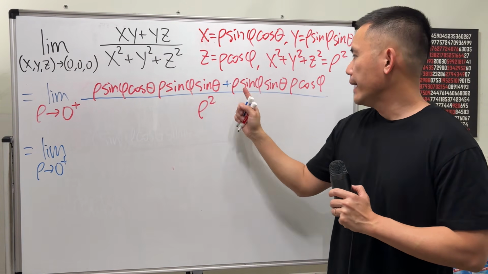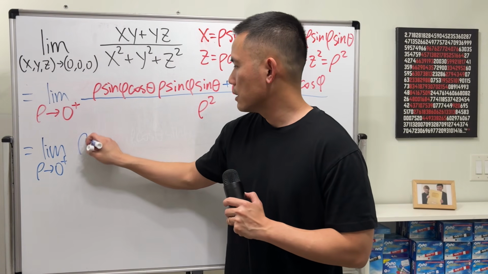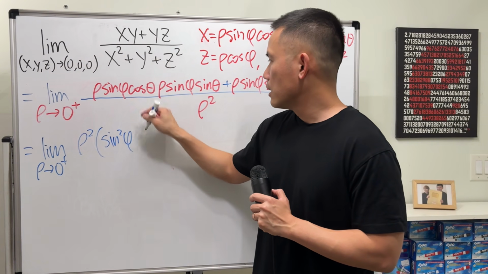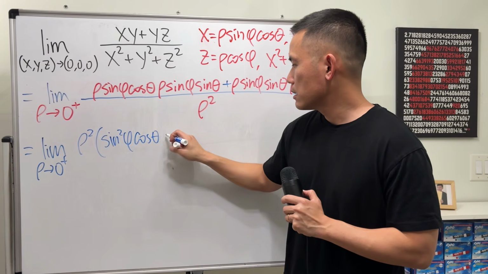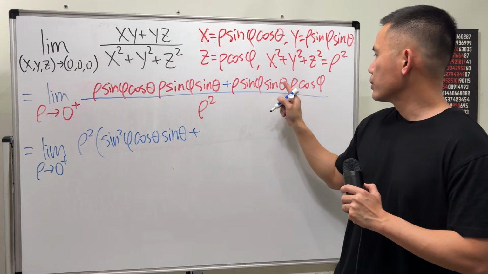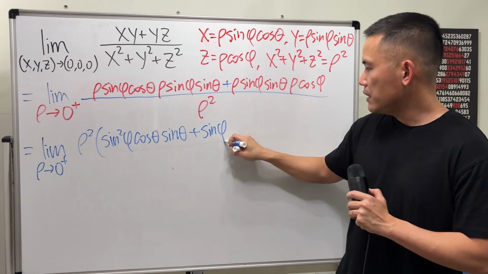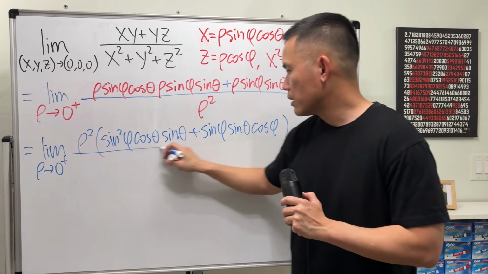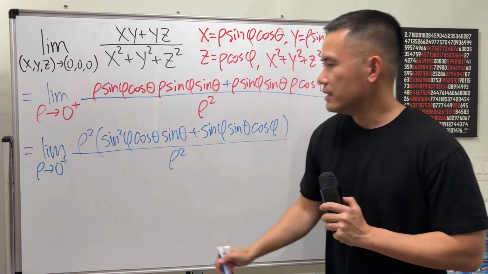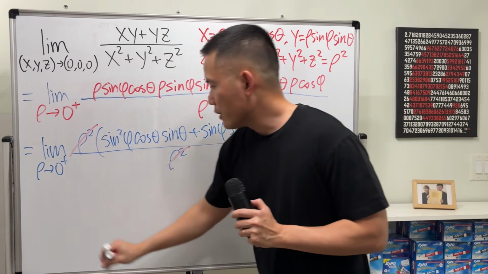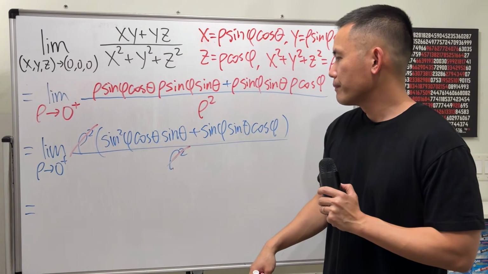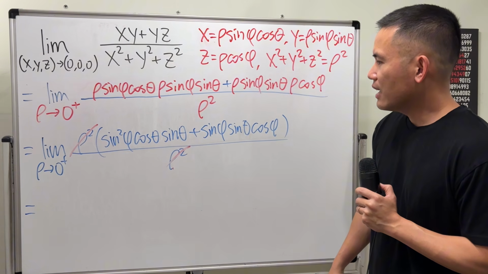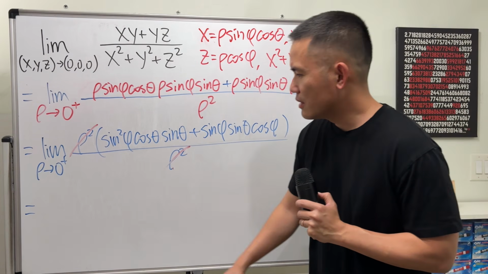Rho times rho is rho squared, and we also have rho squared here, so we can factor that out. And then we have just the rest: sine phi times sine phi, so that's sine squared phi, cosine theta, just keep that. And we add, okay, they are all different, so sine phi, sine theta, cosine phi, and then all over rho squared. And this is so nice, this and that cancel. And of course, when rho goes to 0, where's the rho anyway? We only have theta and phi left. So does that mean the answer is 0?